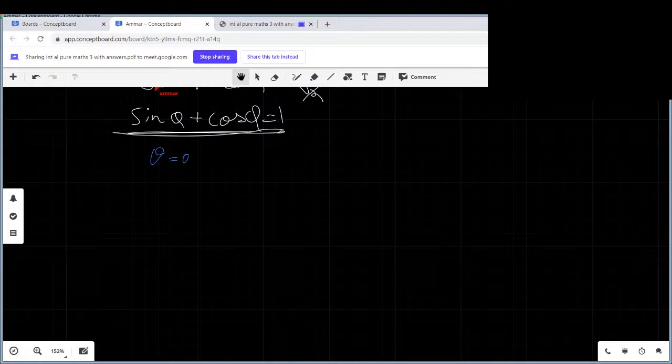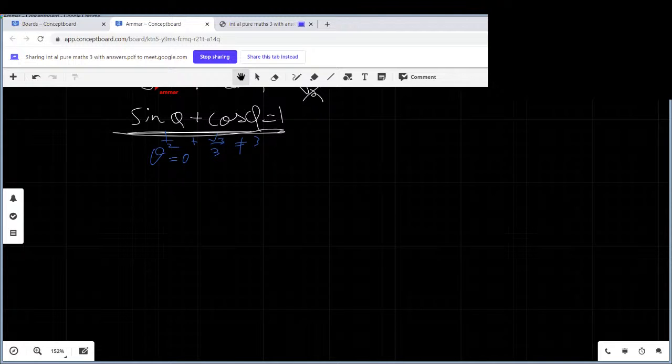Is sine 45 half? No. Sine 30 is half. So maybe it's 30 and 90. Is cos 90 half? No, cos 90 is 0. Cos 30 is not half, right? Sine 30 is half, but 1 over 2 plus root 3 by 2 is not equal to 1. So 30 is not the solution.